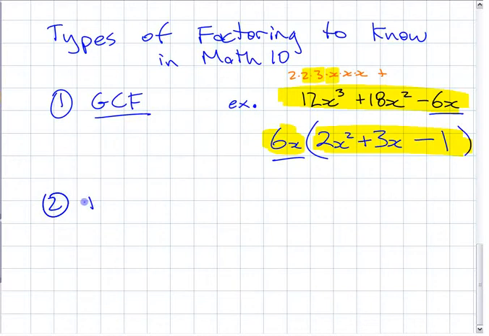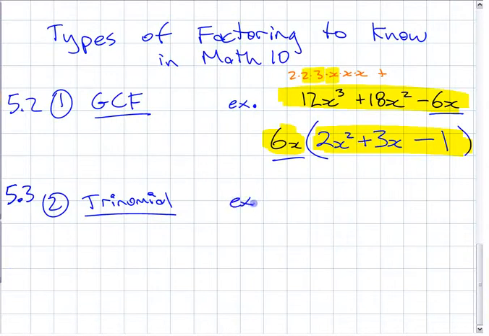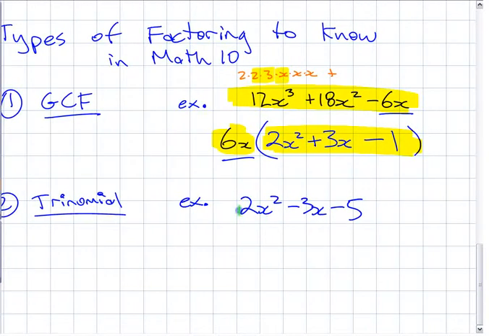Second kind of factoring we learned was trinomial factoring. Greatest common factor you can try on any polynomial that you're given. Greatest common factor was section 5.2 if you're looking for it in the textbook. Trinomial was 5.3. This is when you had special trinomials like 2x squared minus 3x minus 5. That kind of thing. Okay, if you had something x squared minus something x minus something. If it followed that pattern.